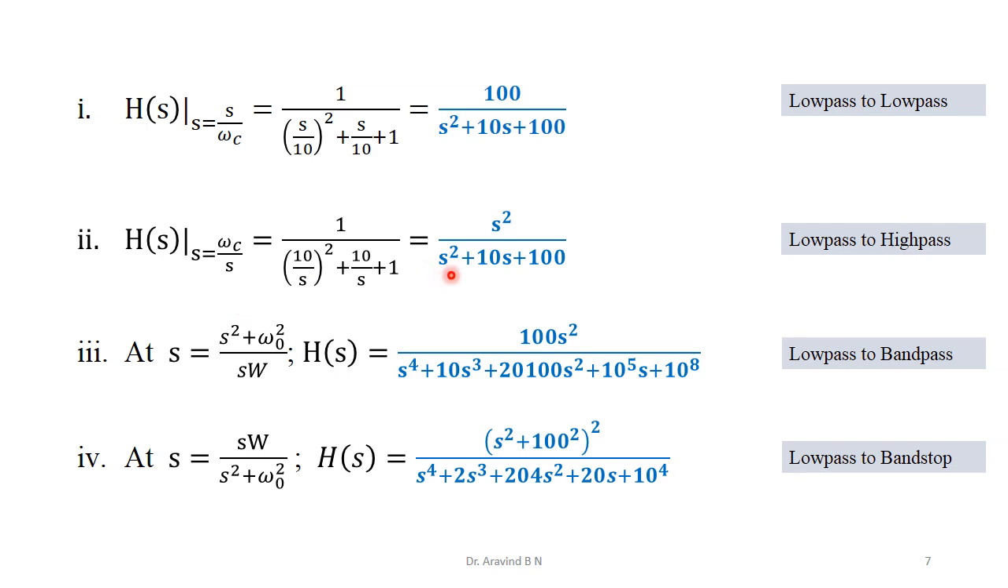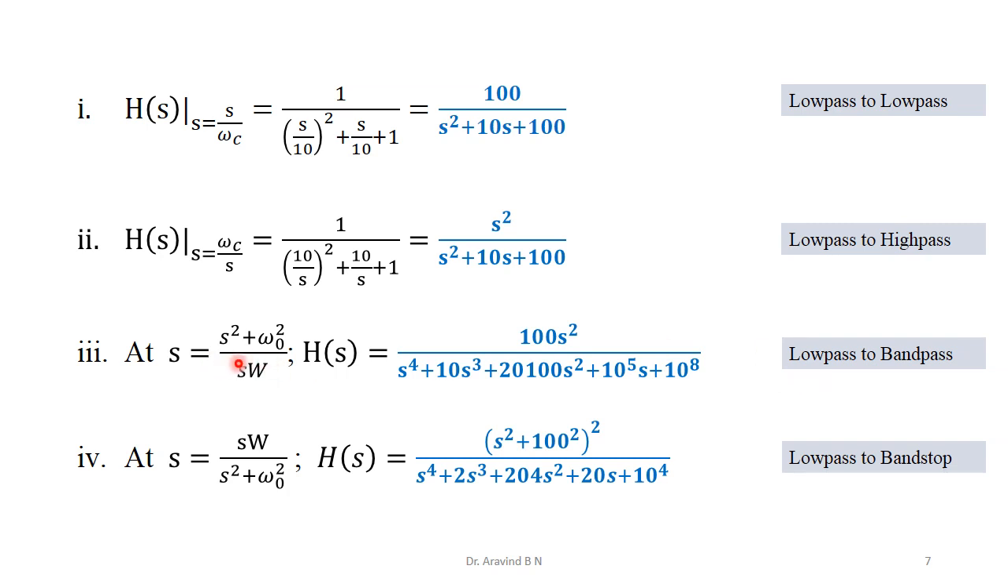The next one, low pass to high pass conversion. S is equal to omega C divided by S. Again omega C here is also equal to 10 radians per second. So we have substituted. After simplification, we are going to get the result S square divided by S square plus 10S plus 100.